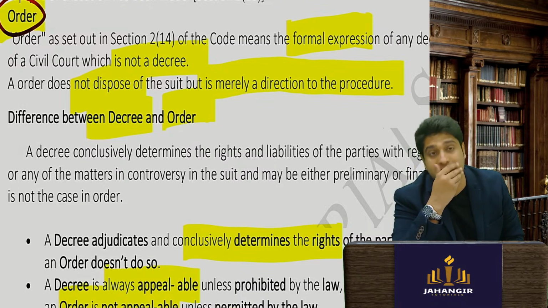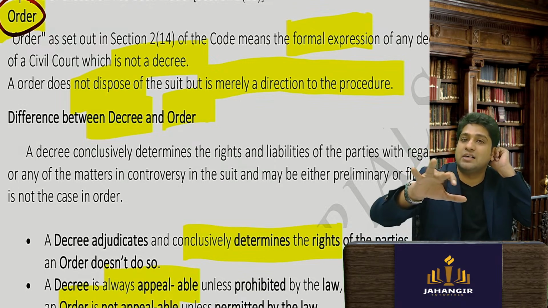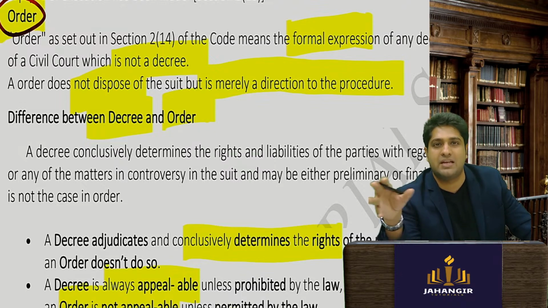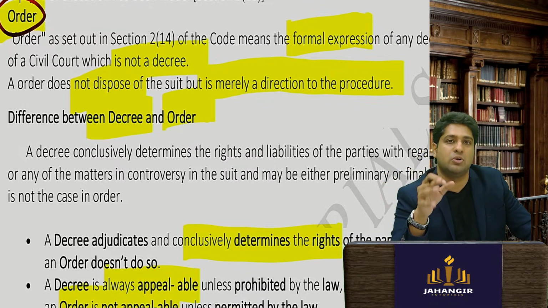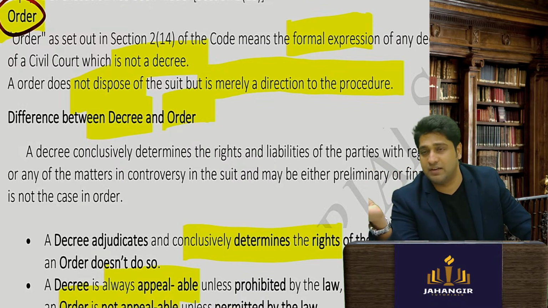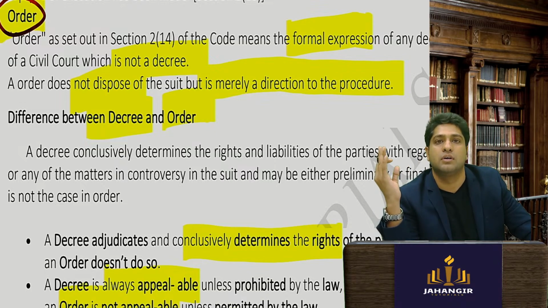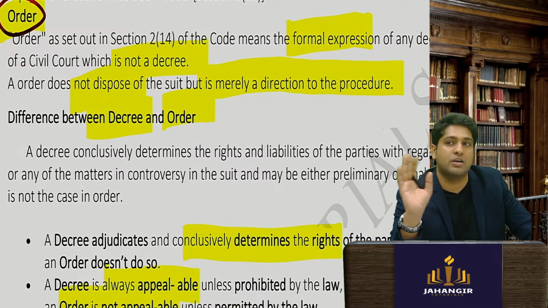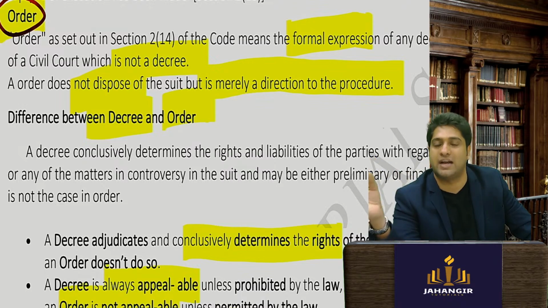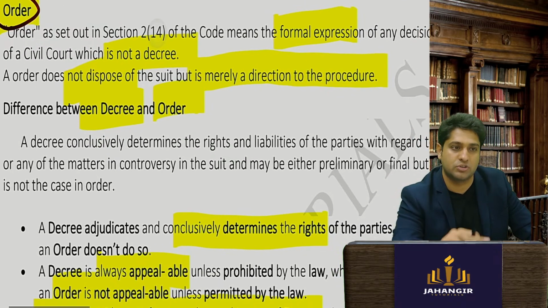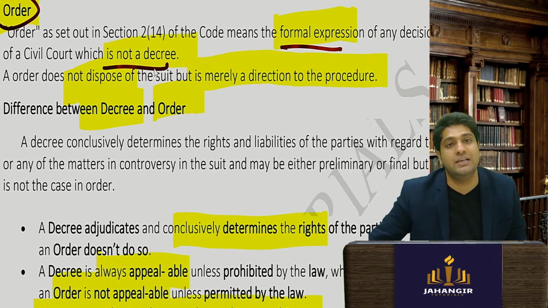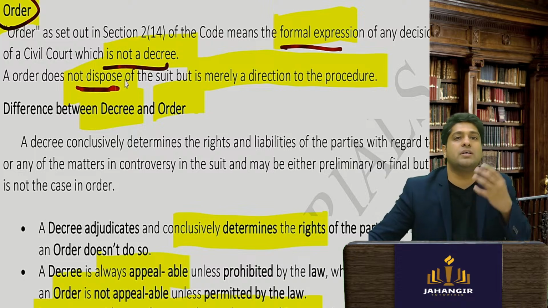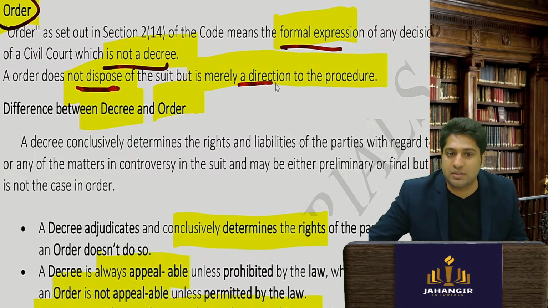Another example of an order is, listen, perishable goods are in dispute, whose goods they are. Now the case can go on for 1 year, but for perishable goods, the court will order, till the final decision is given, please sell off the goods. Now it's an order to sell off the goods, but they're not telling who's right, who's wrong. That is to be decided. But till that time, for the smooth procedural aspect, sell off the perishable goods. So again, what is an order? Order is a formal expression which is not a decree. It does not dispose of any aspect of the case. It is a mere direction to the procedure.